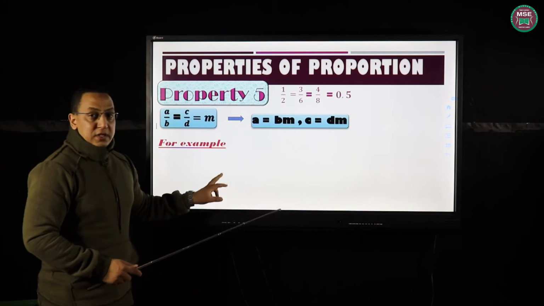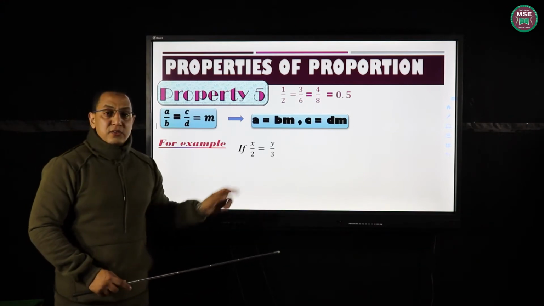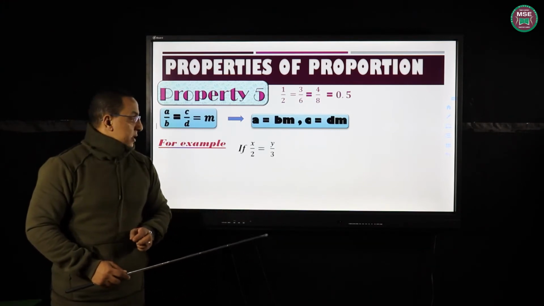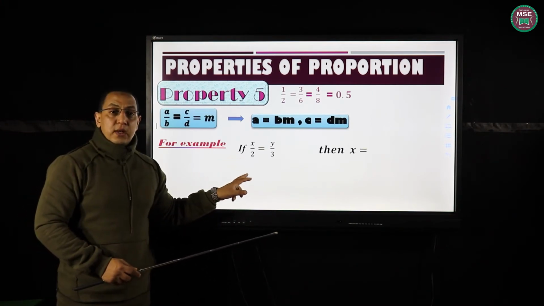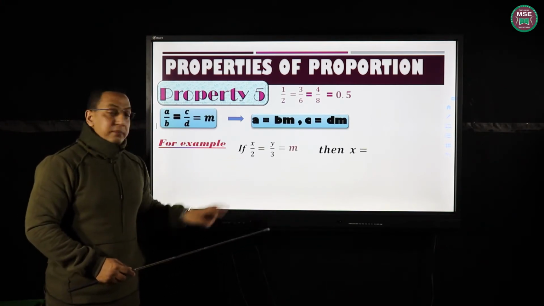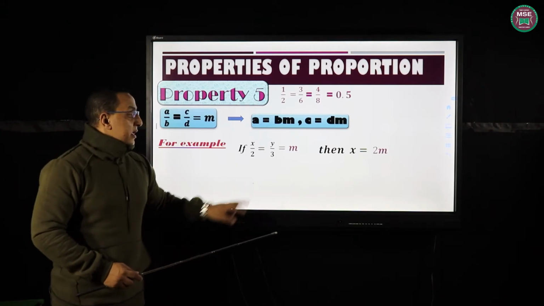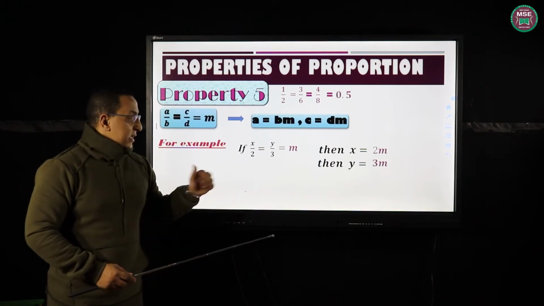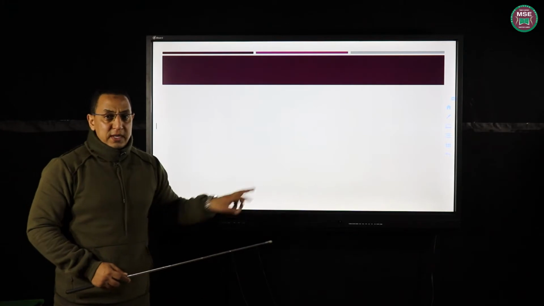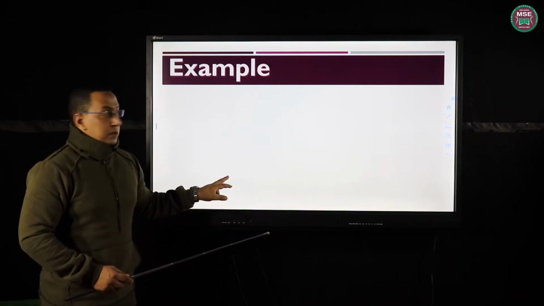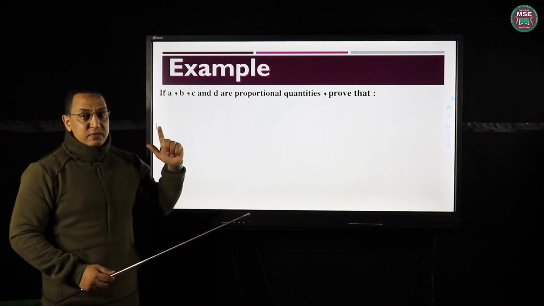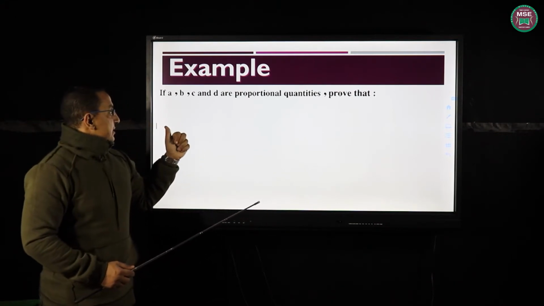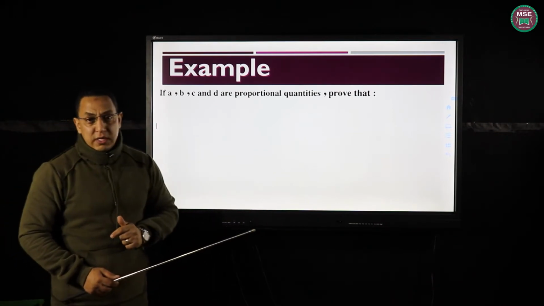Okay, now for example, if I have x over 2 equal y over 3 equal m, then x equals 2m and y equals 3m, as we said in this property. Now let's study example number 1. In this example, he gave me that a, b, c, and d are proportional quantities.